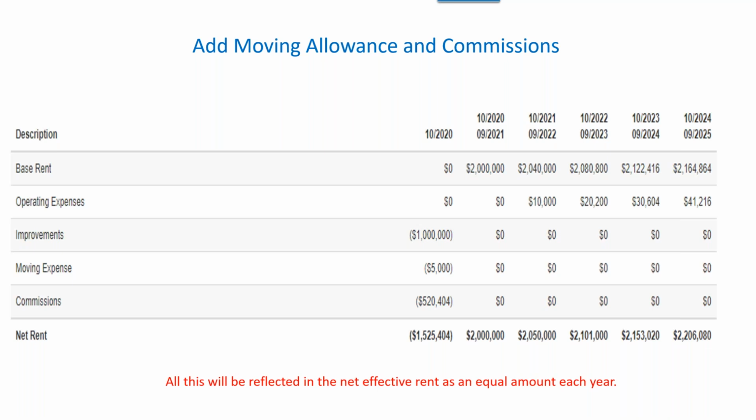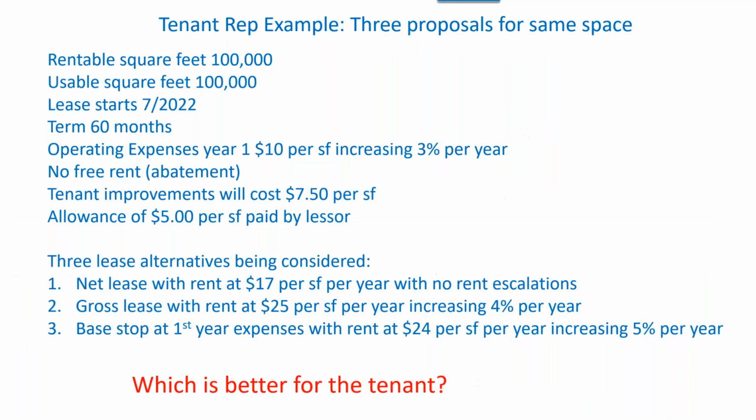So this just adds the moving allowances, moving expenses. And commissions, so take that into consideration. All those kind of things can be factored into the program and in the effective rent calculation. So here's a tenant rep example.